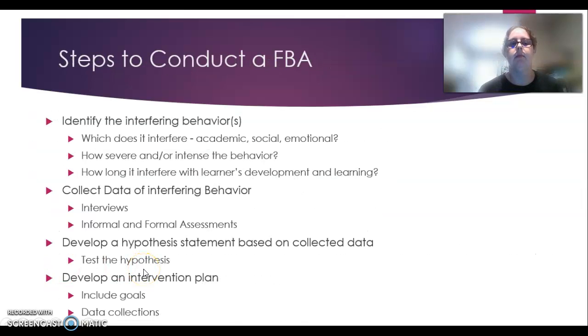Steps to conduct an FBA. You identify the interfering behavior: does it interfere with academic, social, or emotional development, or all three? How severe or intense is the behavior, and how long does it interfere with the learner's development and learning? That can also include the peers of the learner and how the classroom is impacted by the behavior. Then we collect data on the interfering behavior, through interviews and informal and formal assessments, and then develop a hypothesis statement based on the collected data. Then you want to test that. There's a testing period, and then you develop an intervention plan, which includes goals and other data collection methods.